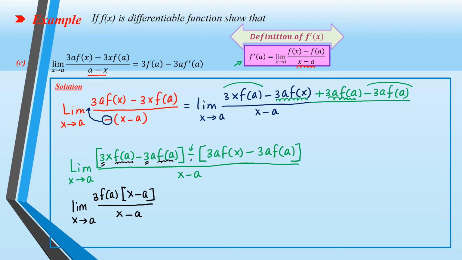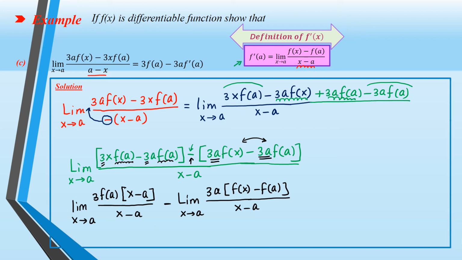Then we have the negative sign here, minus the limit. Now what is the common part between these two terms? We have 3a, so we have 3a multiplied by f of x minus f of a, divided by x minus a, when x goes to a.